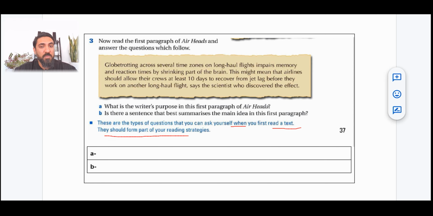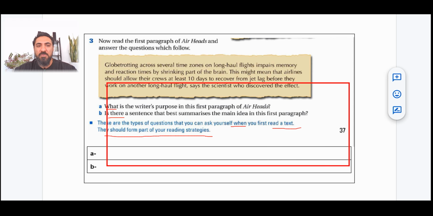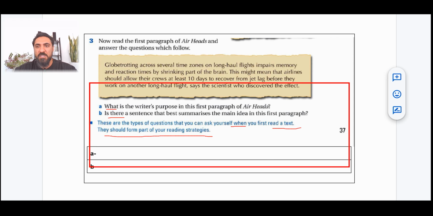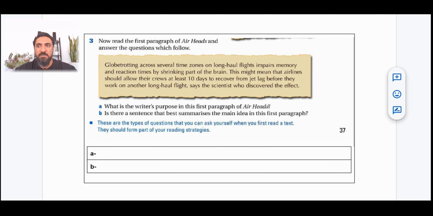They should form part of your reading strategy. So what is the writer's purpose, and what is the sentence that summarizes the main idea in this paragraph? So let's go through the text together and try to work out what the text is about.